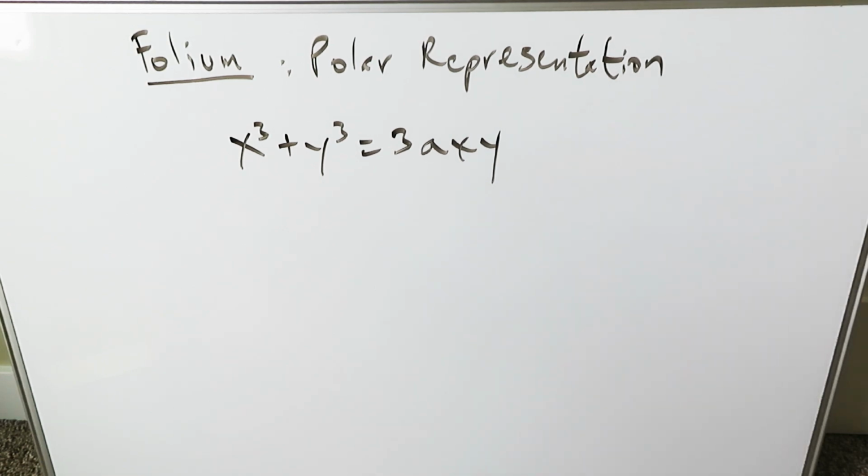The Folium of Descartes, we are looking at its polar representation. There are two different polar representations. I'm showing you both in this video, starting with the easier one, then going to the slightly harder one.